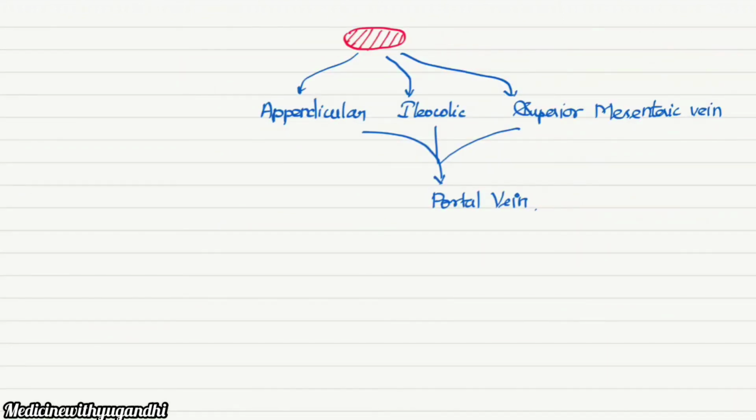Now coming to the venous drainage of the appendix. So the blood from the appendix is drained by three main veins, namely the appendicular vein, ileocolic vein and superior mesenteric vein that finally drains into the portal vein.